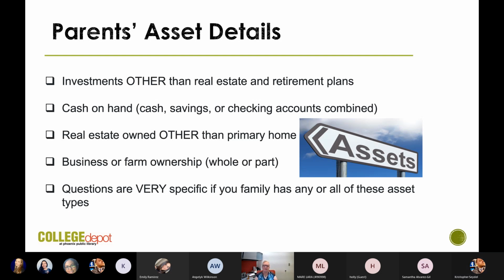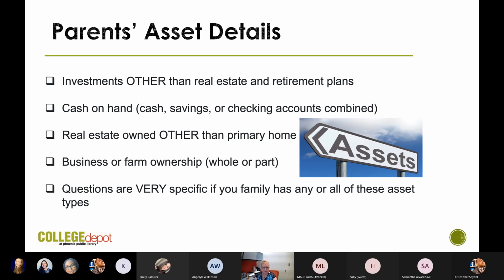Let's talk about parent assets for a minute. Remember, you already talked about your house, if you own it, and you already talked about your retirement plans, if you have one. Now it's time for you to talk about other assets. Other assets and asset details include the following.